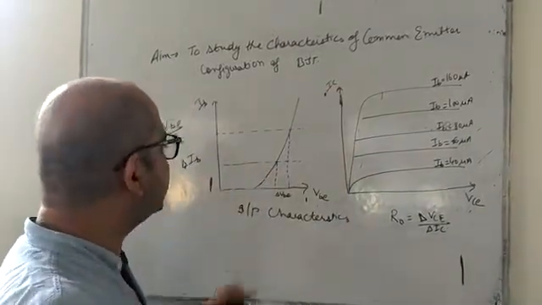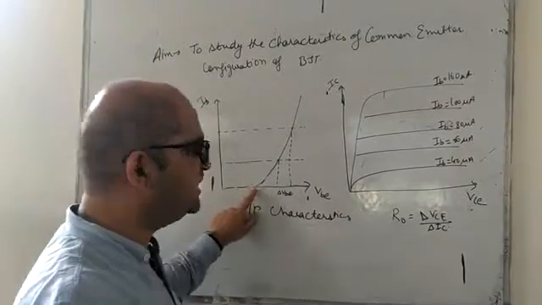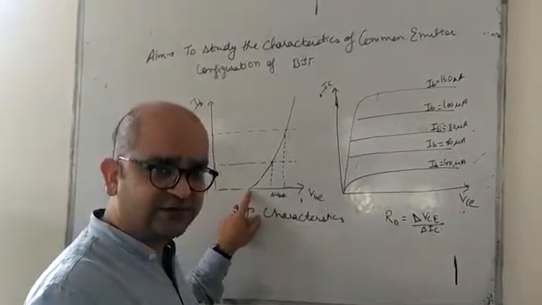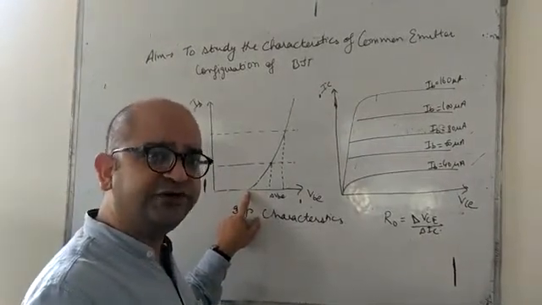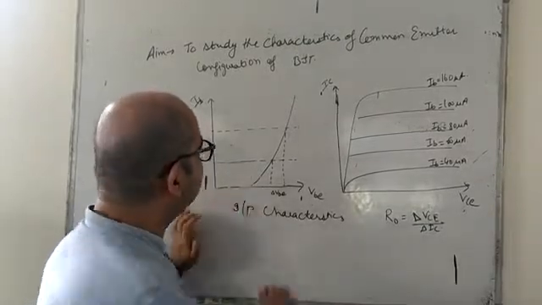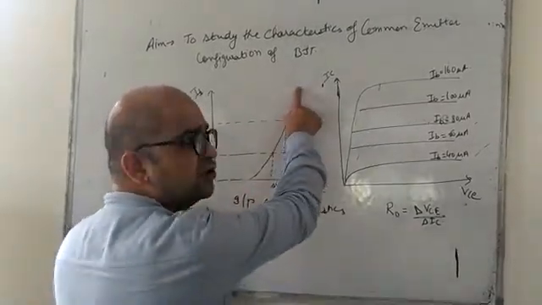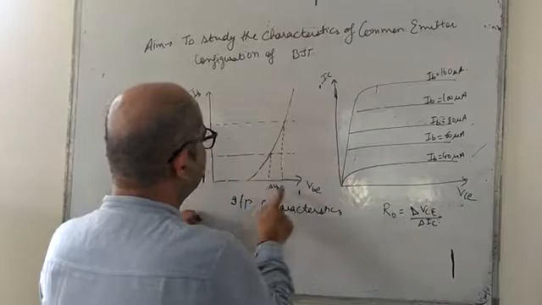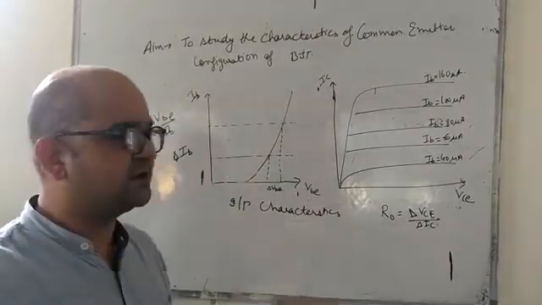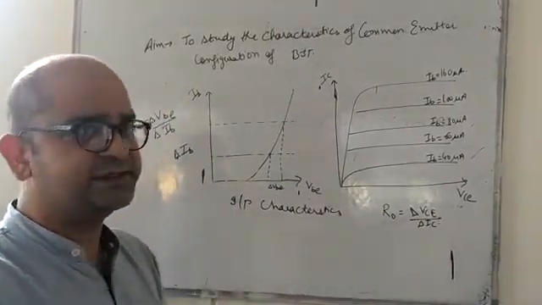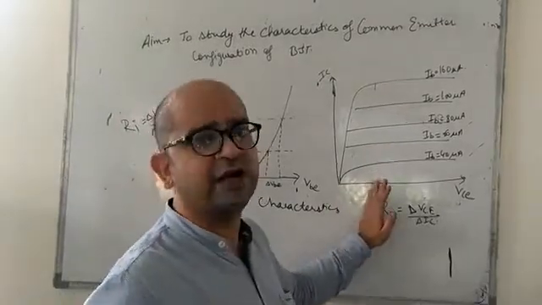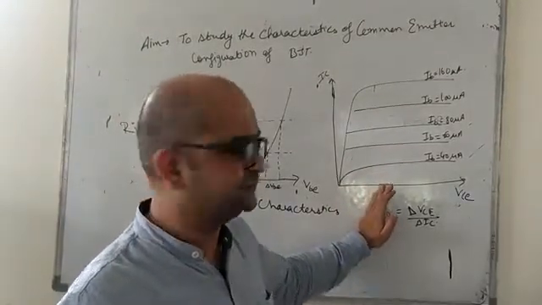Here also we can see that as soon as it reaches the operating point voltage of 0.7 volt for silicon and 0.3 volt for germanium, we get a steep rise in the current with the increase of VBE. This is the first characteristic, the input characteristics. Then we head towards the output characteristics of the common emitter configuration.